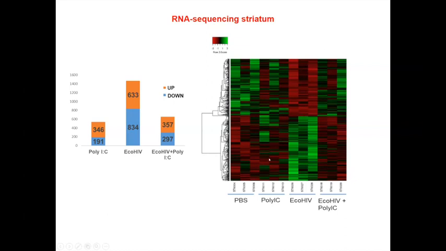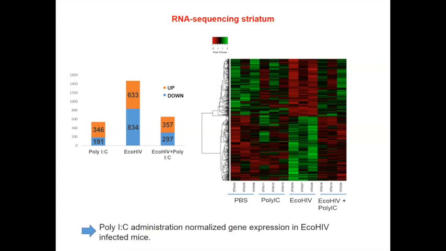That is just an example of a heat map representing the expression for each mouse, for the significant genes in eco-HIV. We can see that when we add the poly-IC, the expression for these genes goes back very similarly to the controls. These results suggest that poly-IC administration normalized gene expression in eco-HIV infected mice.